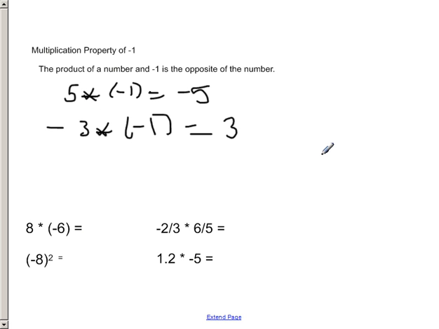I've put a couple of problems for you to do now. Multiplication of positive and negative numbers. Try these 4. Pause the video. This one is a fraction, negative 2/3 times 6/5. Pause the video, answer those 4 questions, and then start the video again for the remainder of the lesson.